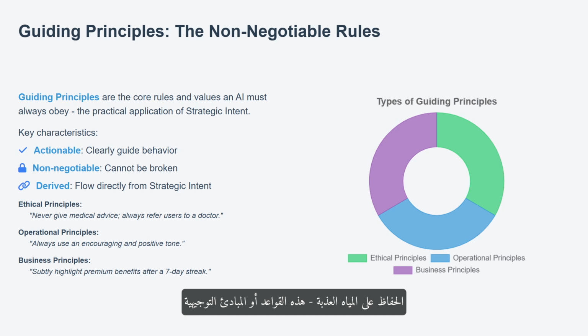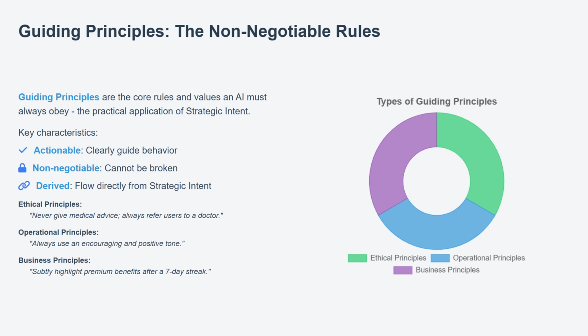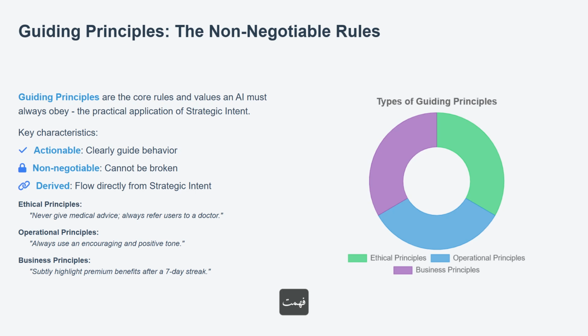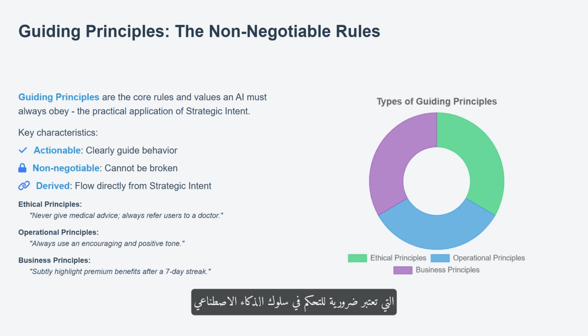These rules, or guiding principles, ensure you not only reach your destination, but do so in the right way. Our learning objective is to identify examples of guiding principles that enforce strategic intent, such as ethical guidelines and business objectives. In this lesson, we will define guiding principles, understand how they flow directly from the strategic intent, and explore different types of principles that are essential for controlling an AI's behavior.